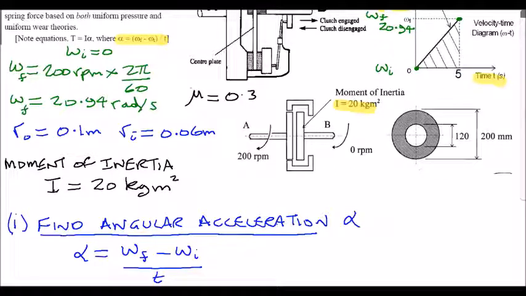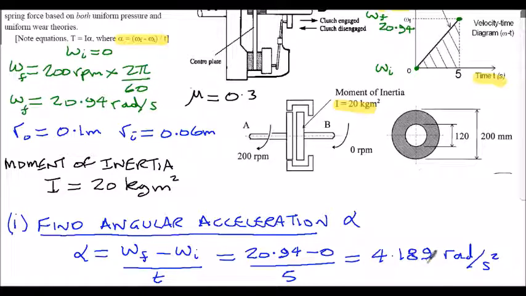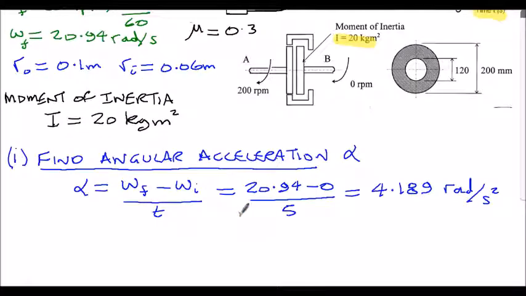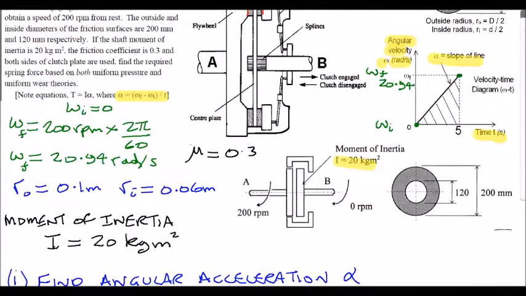Let's stick the numbers into the equation. So 4.189 radians per second squared acceleration. That's angular acceleration, rotational acceleration. Just check that to make sure you're okay with that one. So now I'm going to use the equation T is equal to I alpha to find the torque. Again, they gave me this in the question. This time I'm using this equation, T is equal to I alpha.